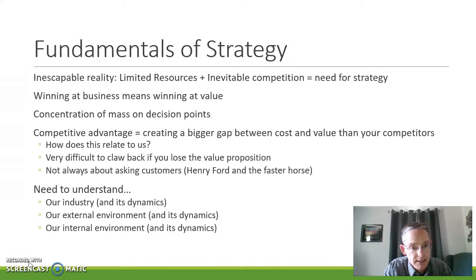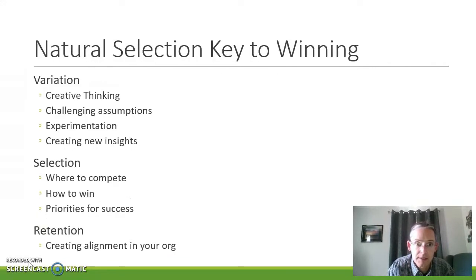And it's not always about asking the customers either. So bring up that example of Henry Ford. Henry Ford famously said if he asked his customers what they wanted, they said they want a faster horse. We've got to be smart about this and be innovative. So we need to understand the industry, the external environment, and our internal environment. Natural selection is going to be key to winning. So think about it in terms of natural selection.